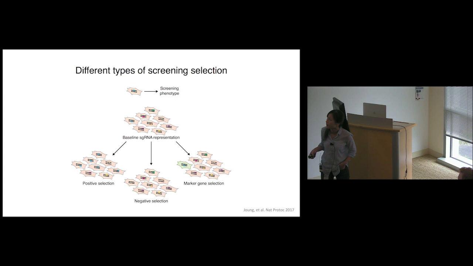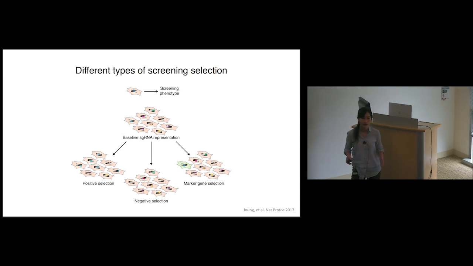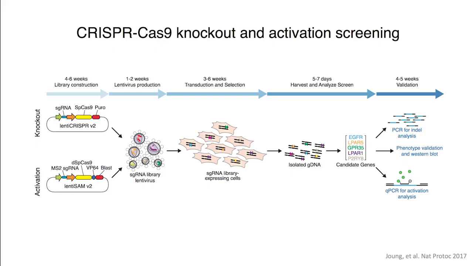And then lastly is the marker gene selection. The marker gene selection screen is the most versatile, but also the most work-intensive screen. This generally requires having a marker gene in your cells that turns the cells, for example, green. And at the end of the screen, you can sort the cells based on the marker gene expression and select for the highest and lowest expressing cells to determine which perturbations gave rise to this particular phenotype. So now I will go into more detail on the workflow of a genome-scale screen.